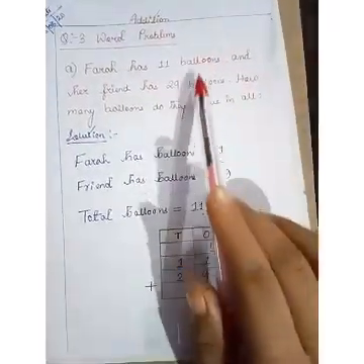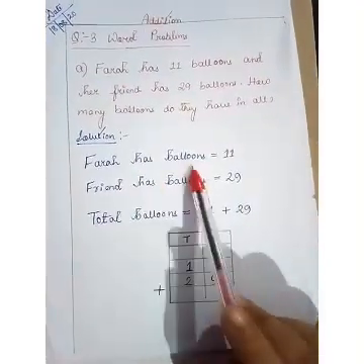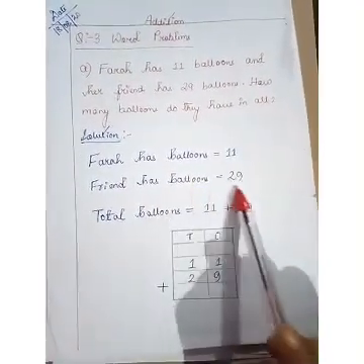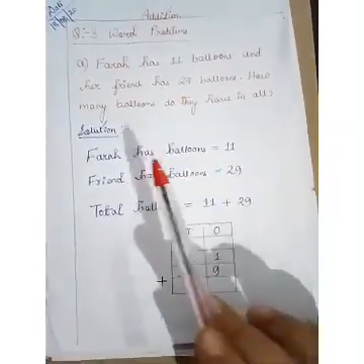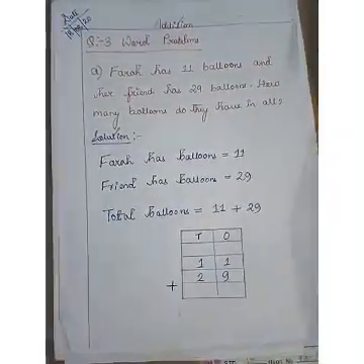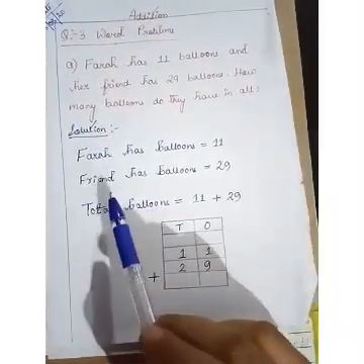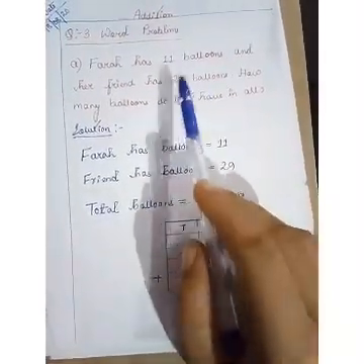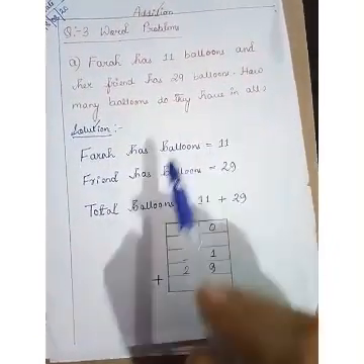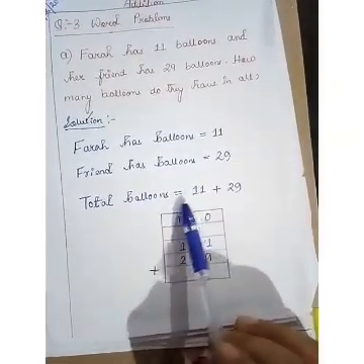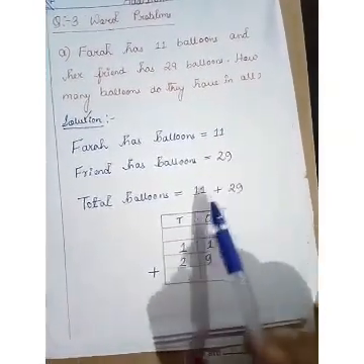So whenever there is a word problem like that, children, you have to write the statement in this. This is like an introduction of what is given in the question. Okay, so Farah has balloons equal to what is given in the question? 11. Friend has balloons, how much? 29. So if you have to find the total number, then we have to do what? Addition. So total balloons equal to 11 plus 29.